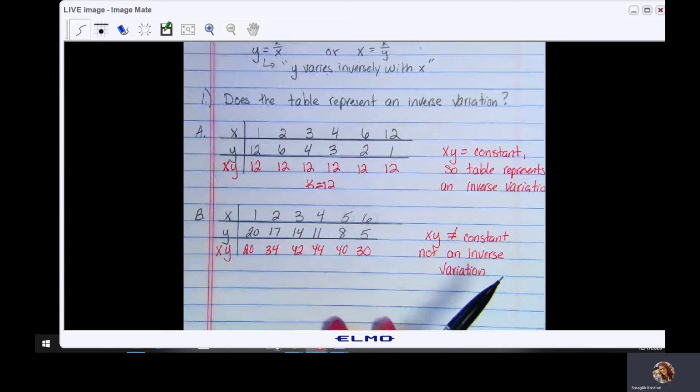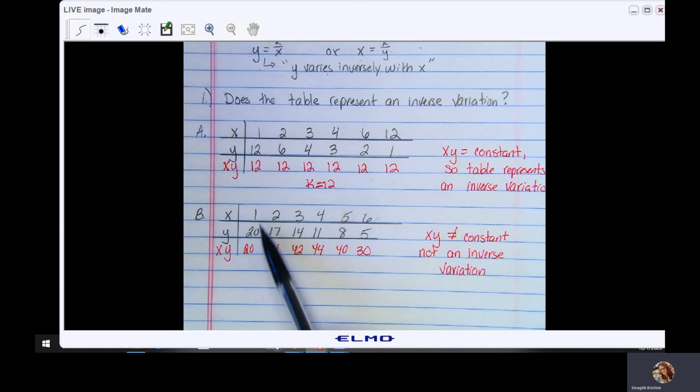Now on B, if you multiply x times y, here you get 20, 2 times 17 is 34, 3 times 14 is 42. Well, notice you're not getting the same answer out. So therefore, this is not a constant. And so this is not an inverse variation.